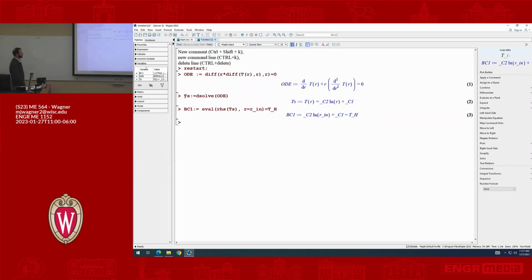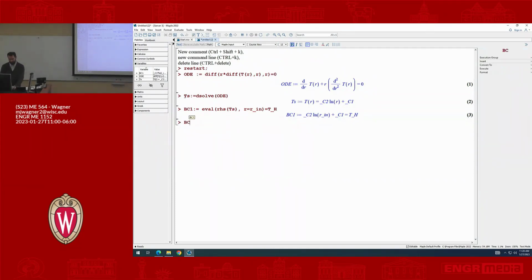Now we're seeing that our boundary condition 1 is exactly what we expect. It's the C2 plus C1, right? It's the same thing that we wrote out by hand. OK. Any questions on this so far? OK. Seems pretty straightforward, but I think once you guys start typing, you'll have questions, right?